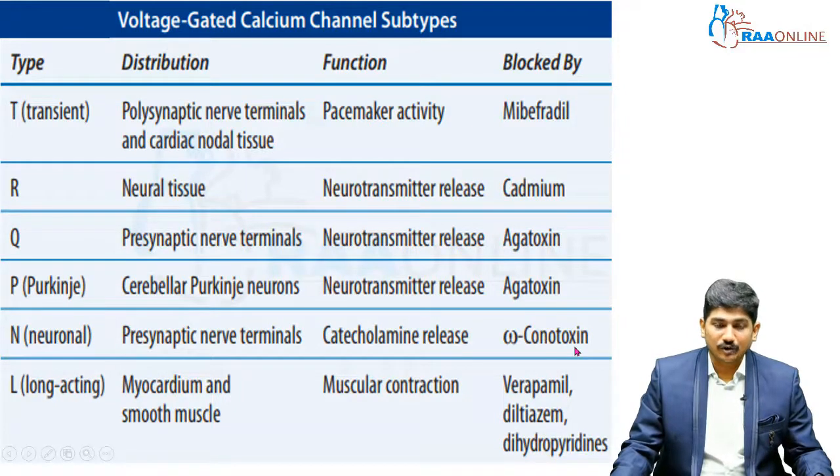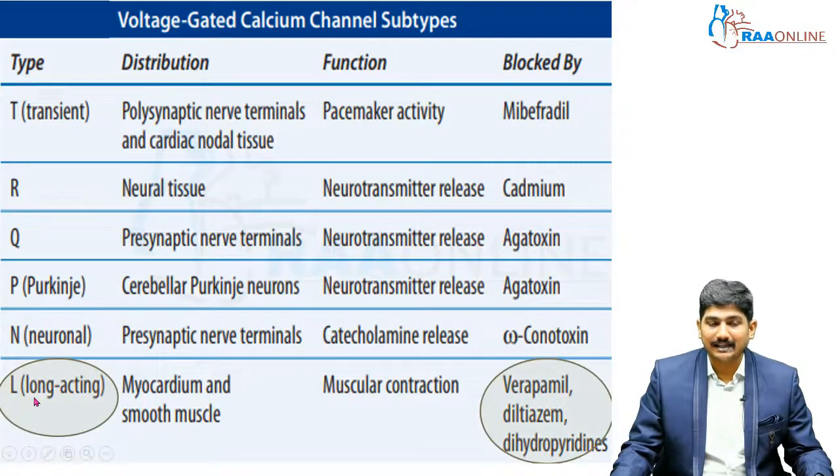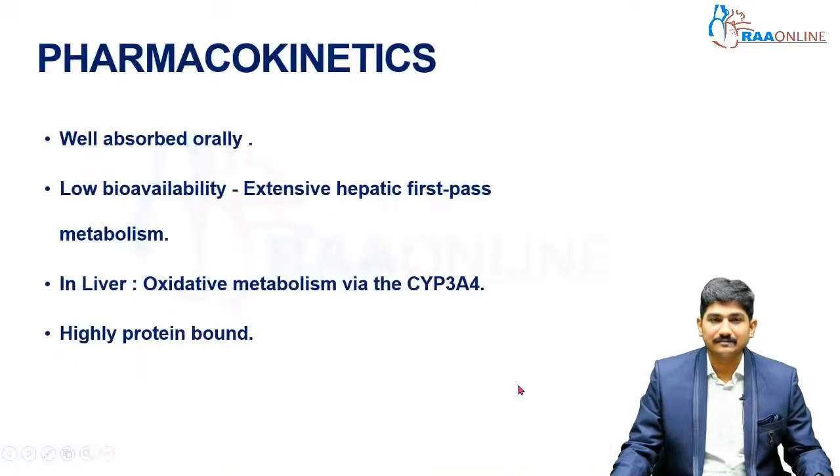But whatever we prescribe for patients in our clinical use belongs to the L type, which is the long-acting type that acts over the myocardium and the smooth muscles, causing muscle contraction. This is for the dihydropyridine and non-dihydropyridine groups.